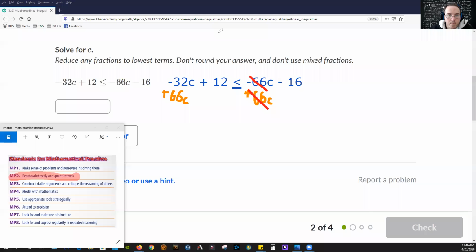Now, because I've got all the C's on the left side, let me go ahead and take away 12 from both sides. So these cancel. So negative 32 plus 66. Well, it's going to be their difference, but the answer will be positive because the positive number has greater magnitude. It's farther away from 0. So 66 minus 32, 60 minus 30 is 30. I think it'd be 34. So we've got 34C.